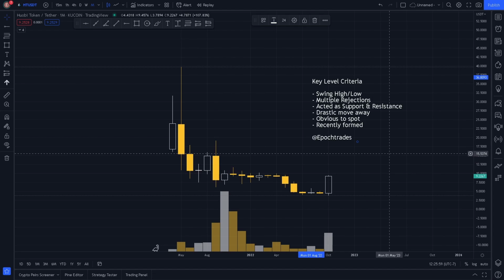Today we're going to be covering key levels on the monthly and weekly time frames for Huobi token. Now, as always, our key level criteria: we look for swing highs and swing lows, multiple rejections acted as support and resistance, drastic moves away, obvious to spot, and recently formed. So let's go ahead and hop right in.